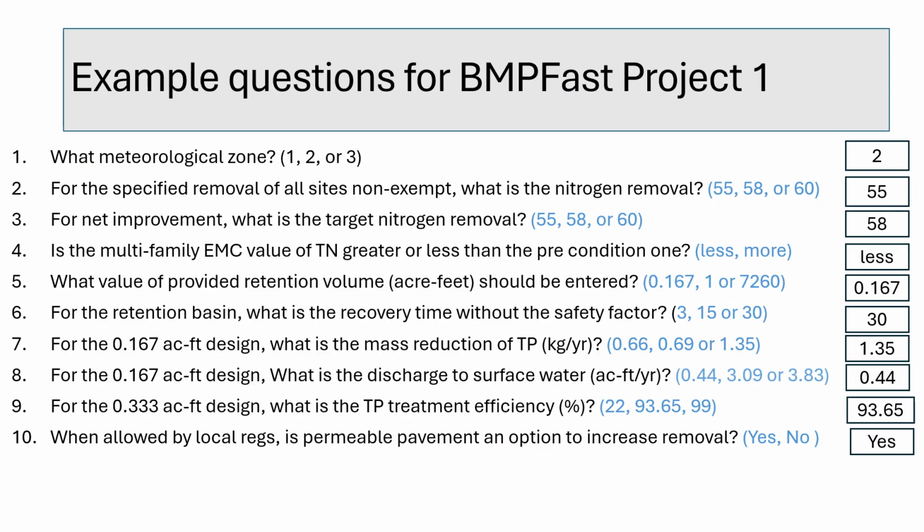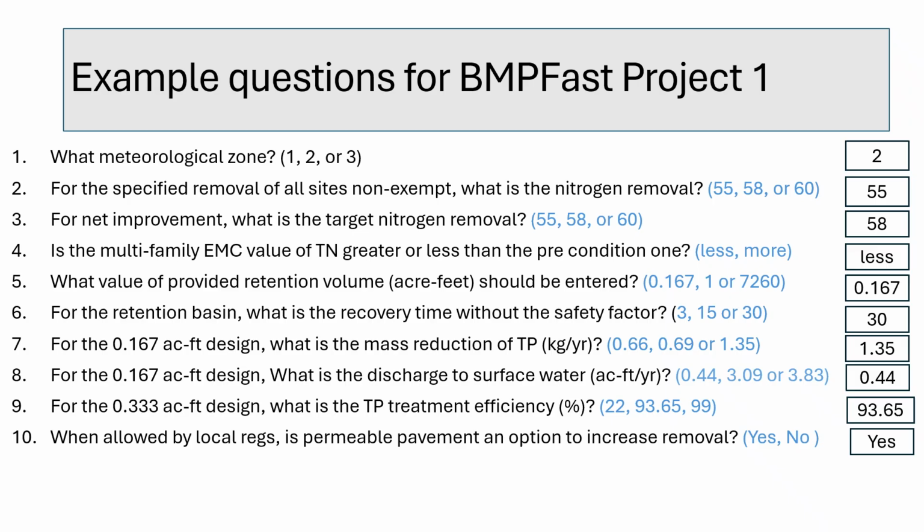Here are 10 example questions to help you prepare for the BMPFast Project 1 competency test. Each question is multiple choice, and the actual test follows the same format, so working through these carefully will set you up well. The first question asks which meteorological zone applies, with choices of 1, 2, or 3. The correct answer is 2. For the specified removal of all sites non-exempt, you need to identify the nitrogen removal percentage, choosing between 55, 58, or 60. The correct answer is 55.